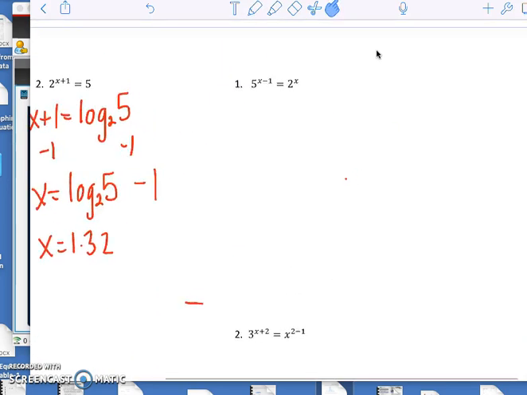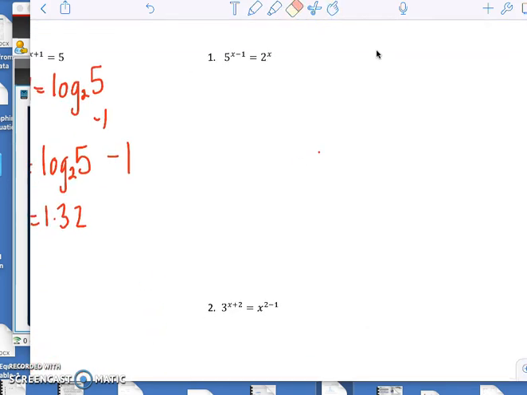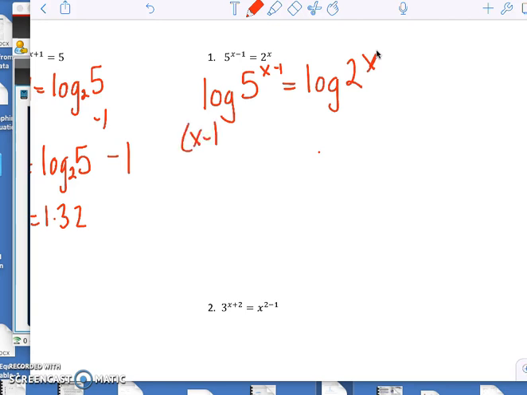So when we move to these next ones, you'll notice there's going to be x's on both sides. So we're going to use one of the properties of logs here. We're going to common log each side, so just log base 10, and I'm not going to write that 10. So log of 5 to the x minus 1 equals log of 2 to the x. And the nice thing here is we can use that property that our exponent comes out in front. So we have x minus 1 times log 5 equals x log 2.